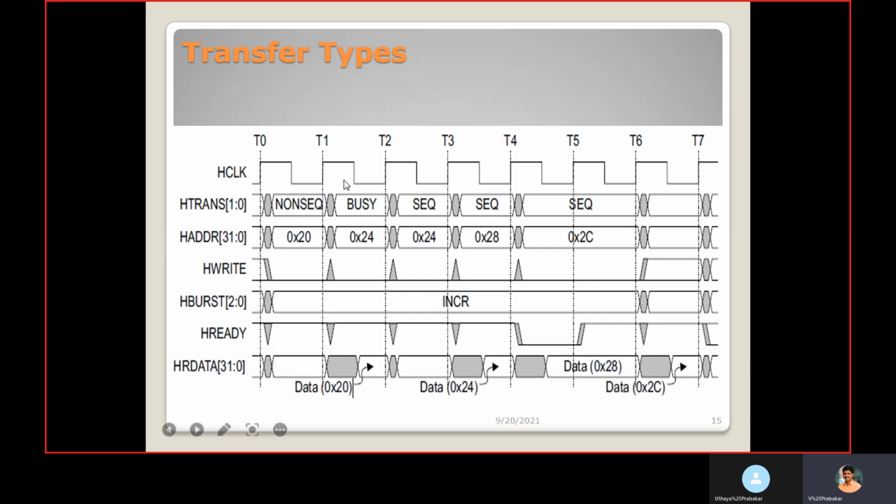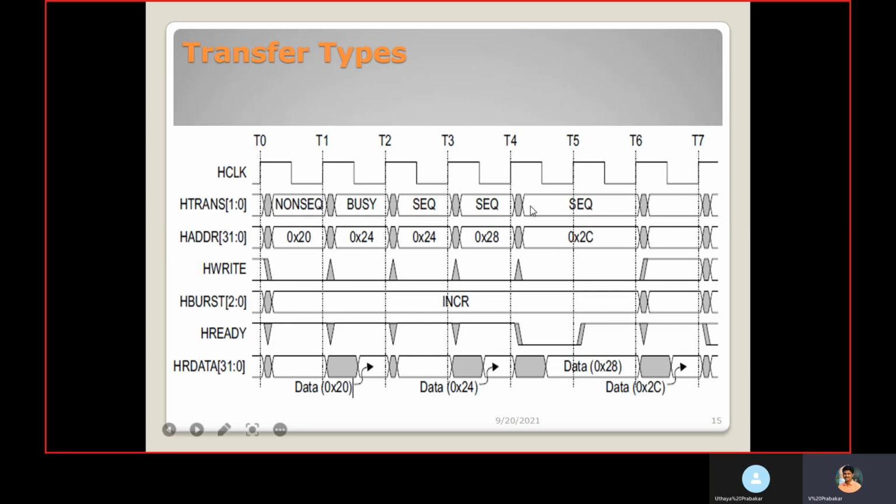So non-sequential, actually, forget this busy. It starts from non-sequential and sequential should happen following this non-sequential. In between, if I want to introduce a busy, these address and control signals are reflected in the next cycle, in the sequential. And increment, so it will increment the address automatically based on the previous address. How this increment happens, I will explain separately.